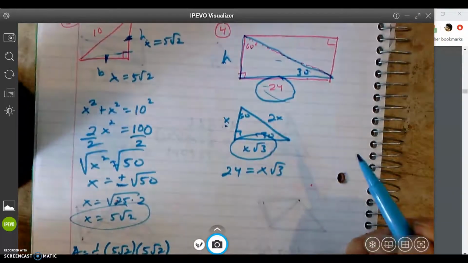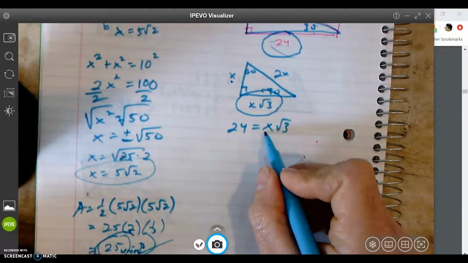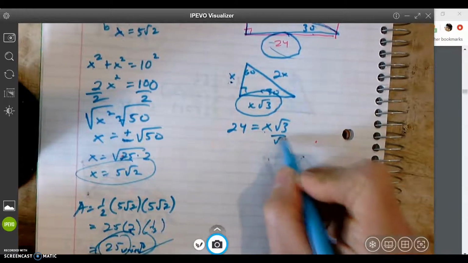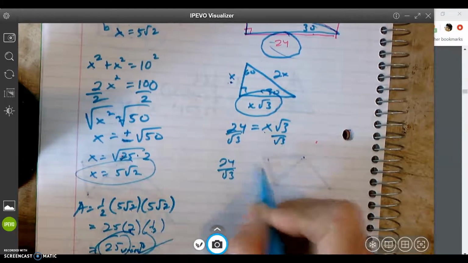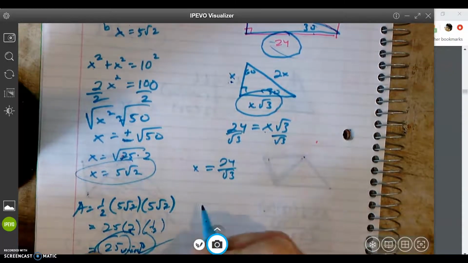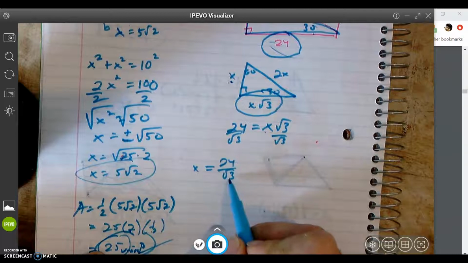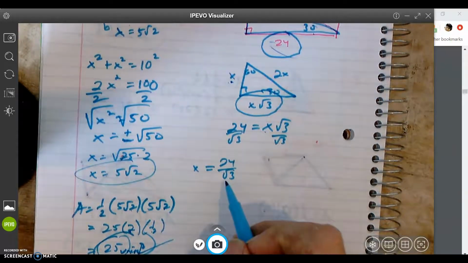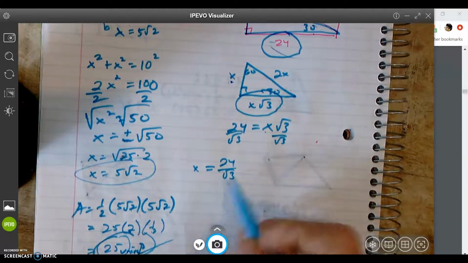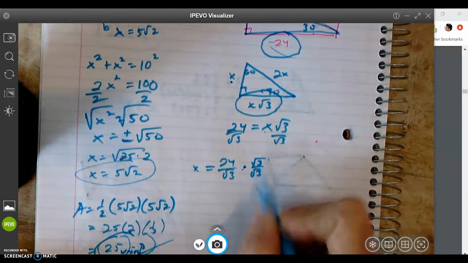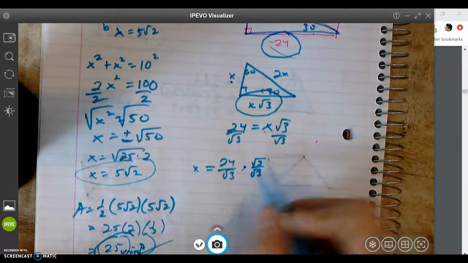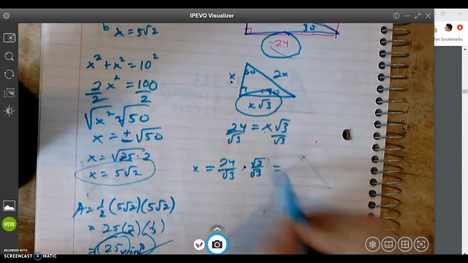Area equals 1/2 base times height. So I'm solving for x here. What do I do? Yeah, divide by radical 3. So 24 divided by radical 3 equals x. But we know that we cannot have a radical in the denominator. That is not cool. That's like bad grammar. That's having a double negative. So I'm going to multiply by radical 3 over radical 3, which is 1. Anytime you multiply by 1, you just change the form, not the value.